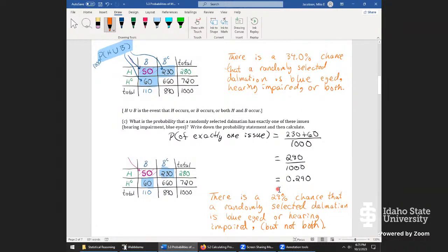So if you go to ask, say, a veterinarian, what's the chance a Dalmatian has blue eyes or hearing impairment? They might give you this figure, but you probably wanted to know about that figure above because it's including the doubles, having both issues at the same time. So this problem is really about unions and the follow part C as well. Any questions or comments, folks, on getting through this one here?